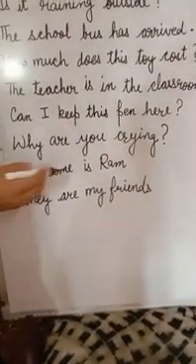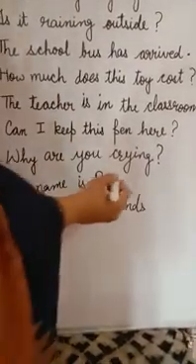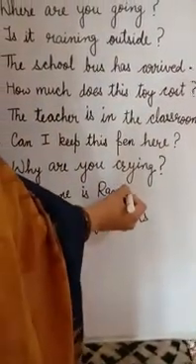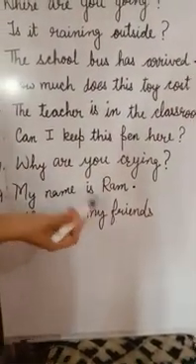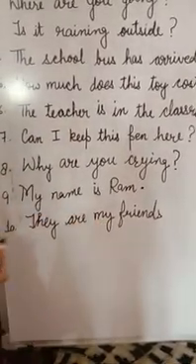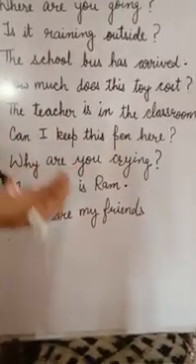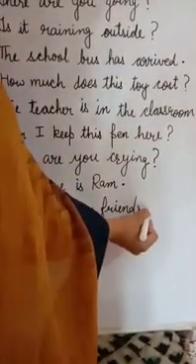Ninth one, my name is Ram. It's a simple sentence. So, here it's a statement. So, we are going to put full stop here. The last one, they are my friends. In this sentence, we are not asking any question. It's just that we are telling that they are my friends. So, here at the end, we will put the full stop.